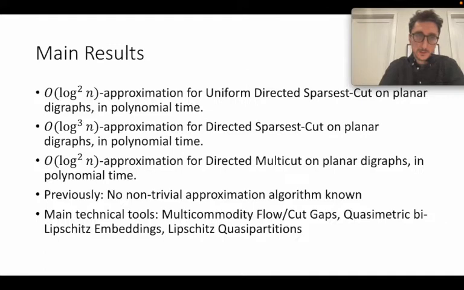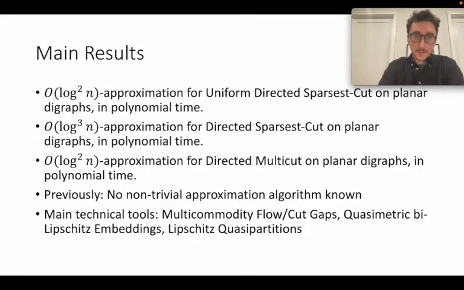What we show is that the Sparsest-Cut problem can be approximated to within polylogarithmic factors on directed planar graphs. In particular, for uniform directed Sparsest-Cut, we get a log squared approximation. For general directed Sparsest-Cut, we get log cubed. And by similar techniques, we also get a log squared approximation for directed multi-cut on planar graphs. All of these run in polynomial time. In fact, they follow by rounding the classical linear programming relaxation for the Sparsest-Cut problem.